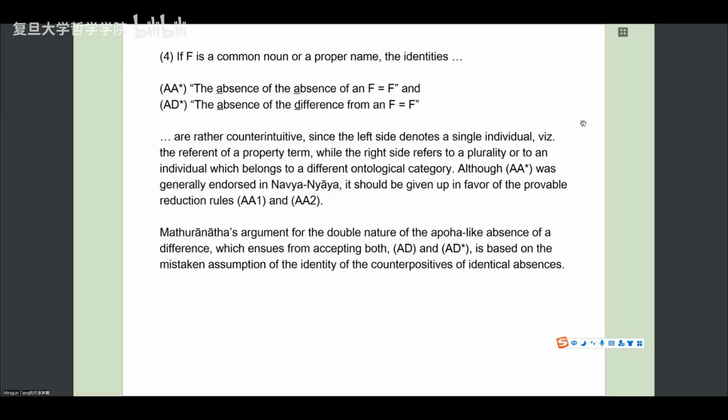And Maturanatha's argument for the double nature of the apoha-like absence of a difference, which ensues from accepting both AD and AD prime and AD asterisk, is based on the mistaken assumption of the identity of counterpositives of identical absences, yeah, which Siderowitz buys, but Siderowitz is absolutely wrong, as I can show. Okay, that's all I wanted to show.